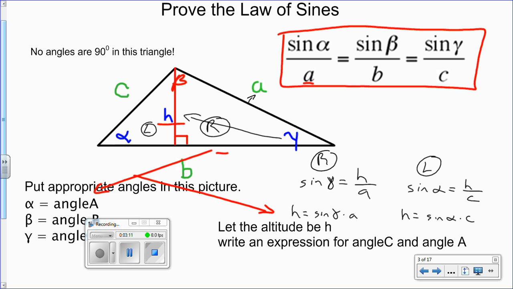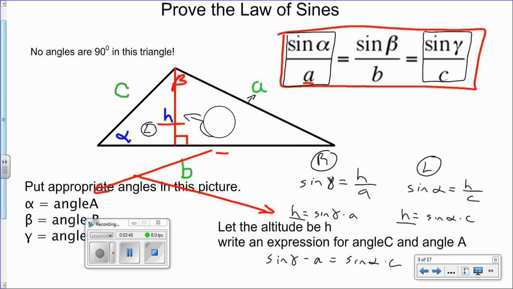Setting them equal to each other, because this is equal to H and this is equal to H, we get sine of lambda times A is equal to sine of alpha times C. By dividing both sides by A and C, you can see where we get our expression: sine of alpha over A is equal to sine of lambda over C. You can do the same thing to show sine of B over B if, instead of using this diagram, we drew our altitude from this vertex, made it perpendicular, and we can show this.